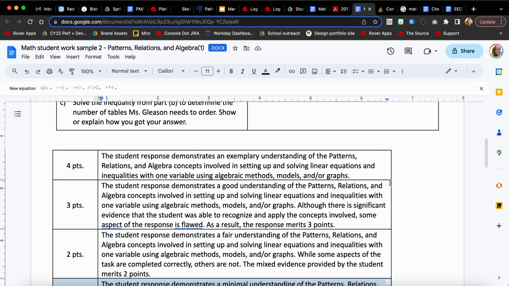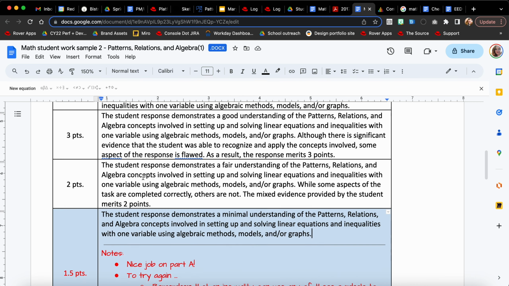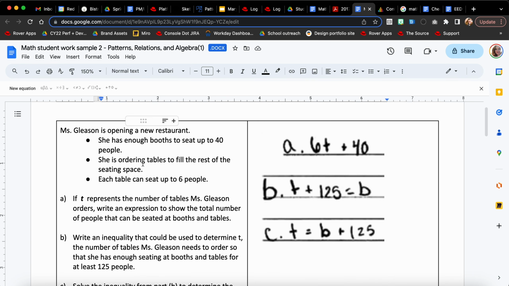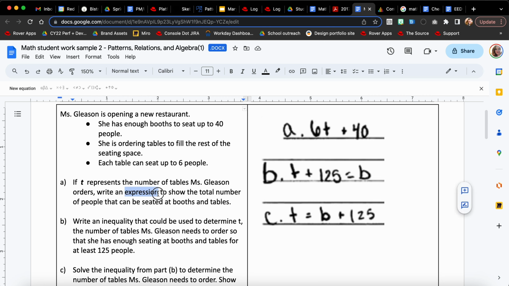In order to receive full credit, I wanted to see a really strong understanding of patterns, relations, and algebra, and I wanted to see you be able to solve equations, write them, as well as work with them in the sense of inequalities too. So first up, great job on part A. This question asks for an expression, so it's okay that you didn't write a full equation. This here is an expression, so that works just fine.